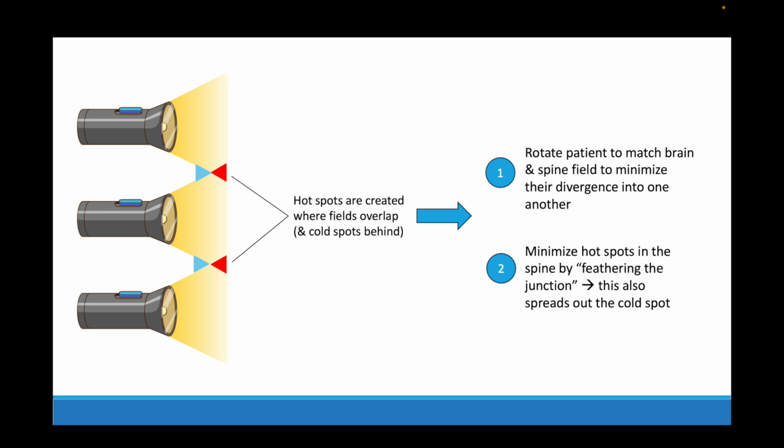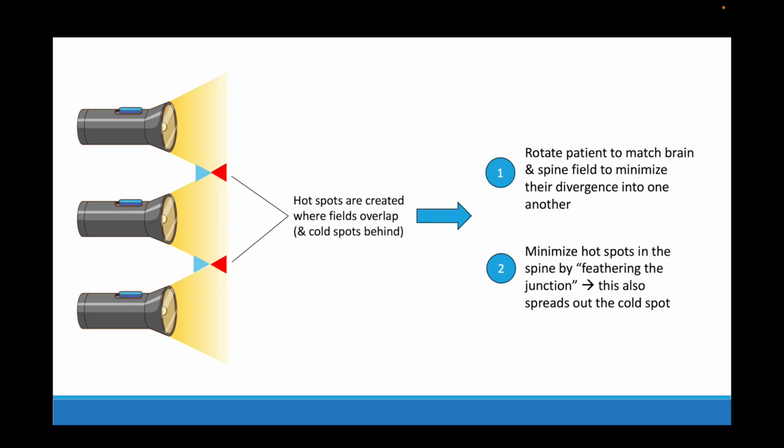When we're thinking about the overlap of the divergence between the whole brain fields and the spinal fields, we have an advantage because they are on different axes, right? The whole brain fields are opposed laterals, and then the spinal field is actually coming in perpendicular to that. So when we're matching our brain and spine fields, we can actually rotate the patient in such a way that minimizes their divergence into one another. And we'll talk about how we can actually match those fields and how we rotate the patient and the collimator to try and minimize the fields diverging into one another.